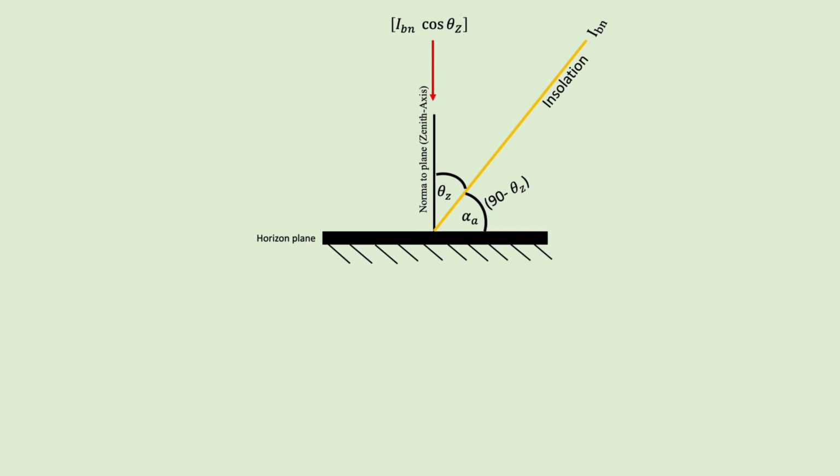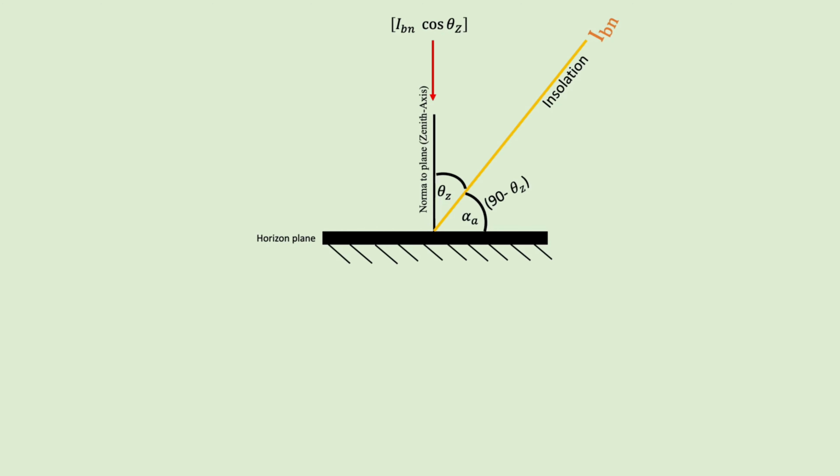Till now we saw that the surface is horizontal and it is receiving the radiation at an angle of theta z, that is the angle of incidence on the horizontal surface as shown in the figure. The insolation coming from the sun is called the beam flux and represented by IB, and considering these radiations falling on the earth's surface and normal to the surface, their intensity is represented by IBN.